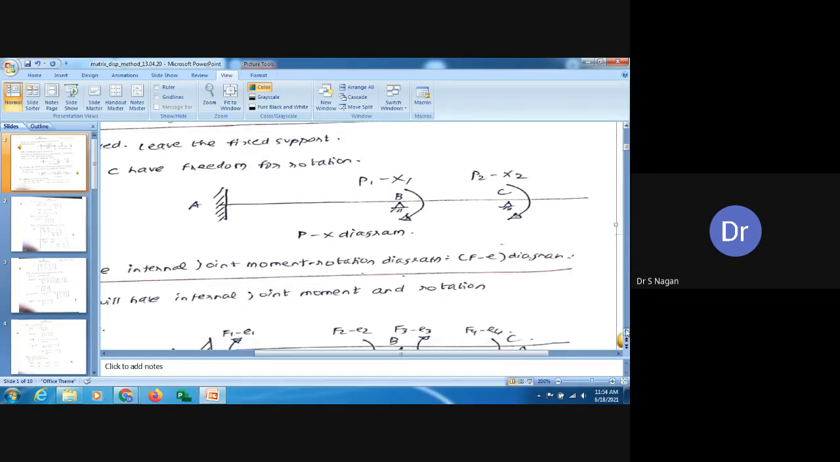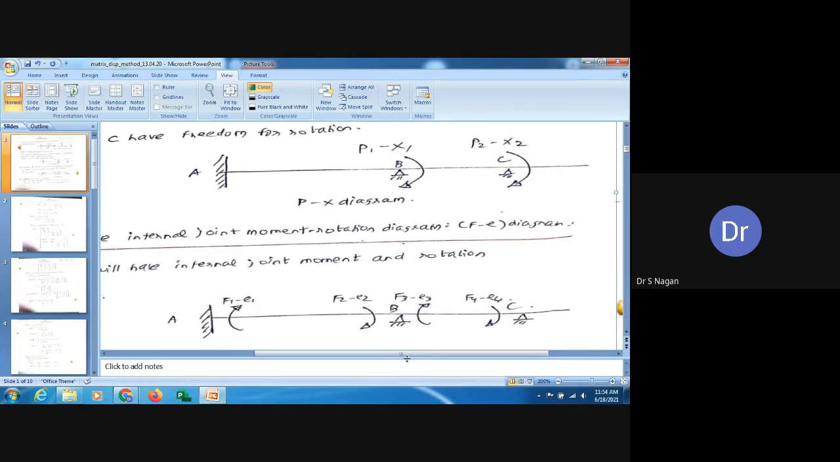Similarly, the next is the FE diagram. In the FE diagram also, there is no change. At the end of every span, you will have internal joint moment and rotation: F1 E1, F2 E2, F3 E3, F4 E4. For the overhang, we need to include the internal joint moment and rotation. This should be noted. Though there is an overhang, we are not considering it in this step. Then we need to compare. So P1 will be equal to F2 plus F3 and P2 will be equal to F4.